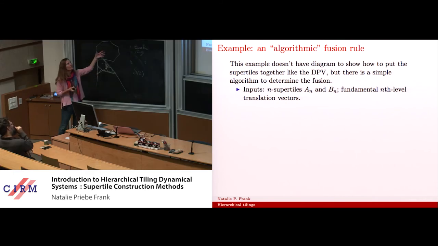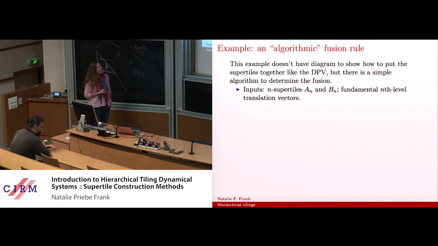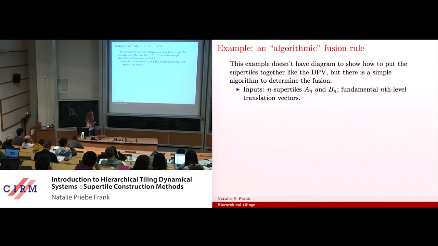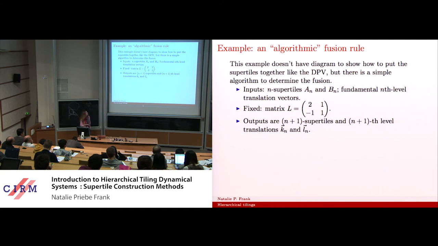So I'm just giving you an example. I don't even know how I would define this other than I can write an algorithm for it. And if it's not clear to you yet, I'm really not a theoretical computer scientist. So you input n supertiles that you get from somewhere, usually the previous level, and you input some kind of fundamental isometries of some sort, in this example just translations. In this case, I have a piece of information that's fixed: this matrix here. And the outputs are n plus one supertiles and n plus one versions of the fundamental translation vectors.